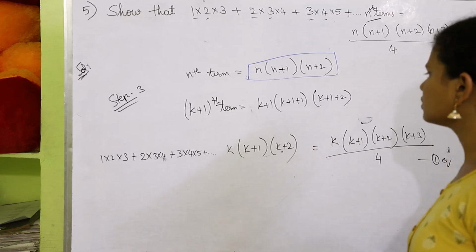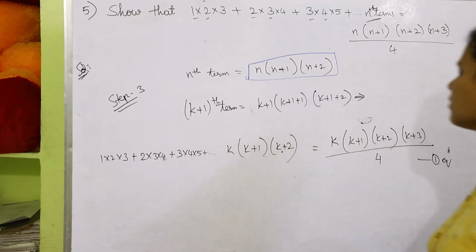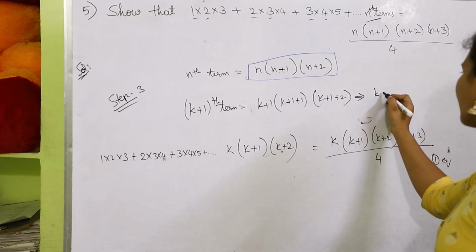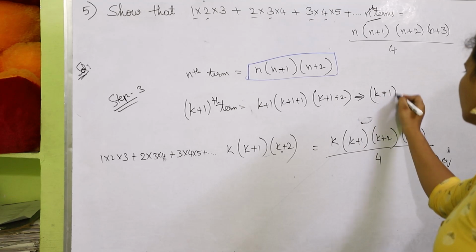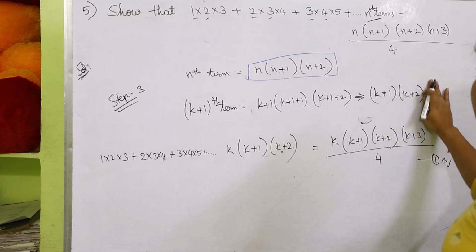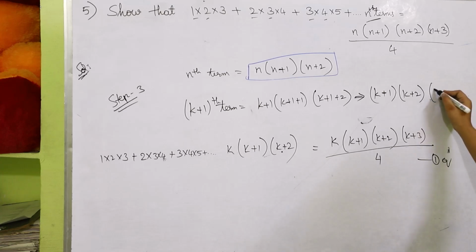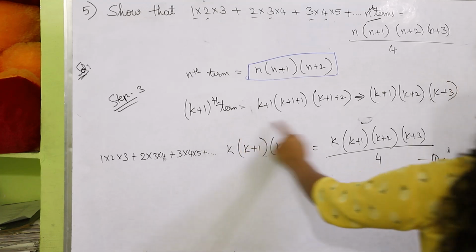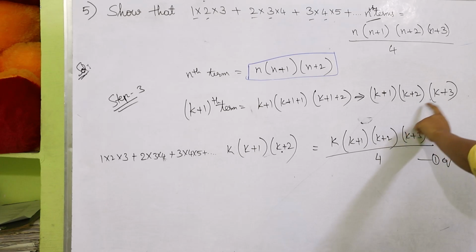K plus 1 into k plus 1 plus 2, this will be the one. If you simplify it, this gives k plus 1 into k plus 2 into k plus 3. This is the k plus 1th term value, guys. The k plus 1th term value is k plus 1 into k plus 2 into k plus 3.